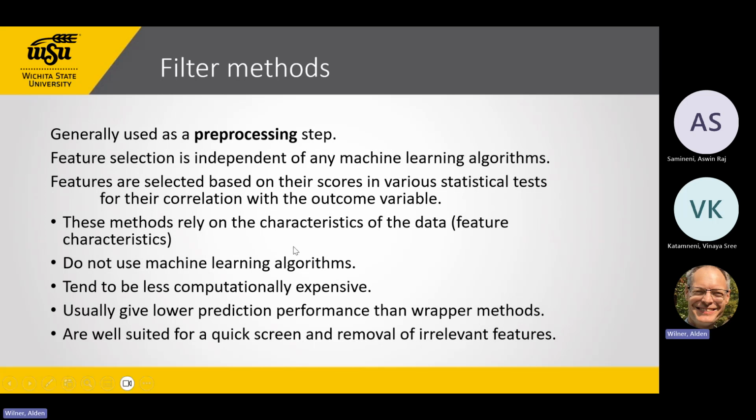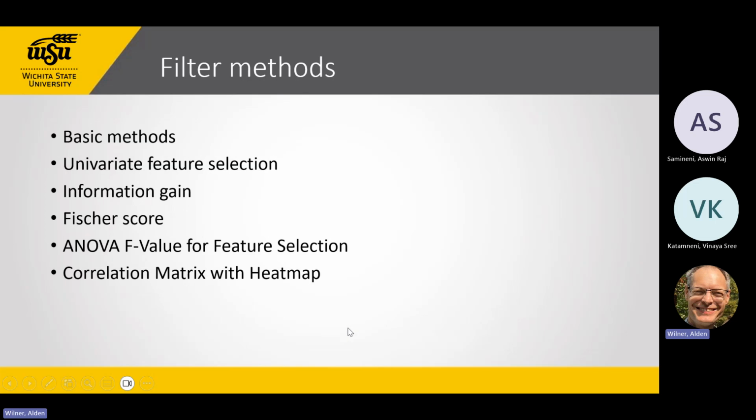So these rely on the characteristics of the data. We're not looking into a model to learn too much about it, but we're looking for the correlation with the outcome. We're not using any machine learning algorithms, therefore it tends to be less computationally expensive. It's an easy way to clean things up and save processing time. It's usually not as great as using a wrapper method. The wrapper method is wrapping your features, your model building, inside something that's iteratively checking things out. But this is well suited for quick screening and removal of basically irrelevant features.